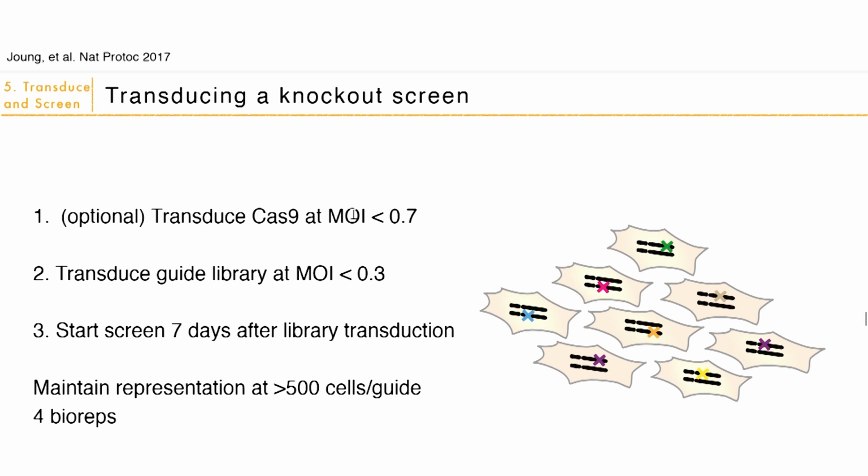For screens, it's very important to do multiple bioreps, just like any experiment. You will usually start out with 2 bioreps, I would say, if this is your first time setting up the screen because you're not sure if it's going to work. And then for a very noisy screen, you can increase this up to 4 bioreps.